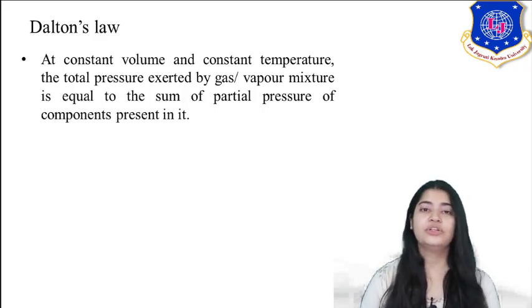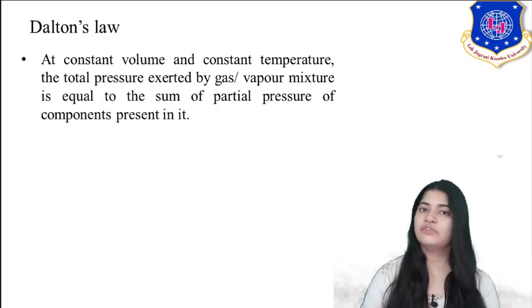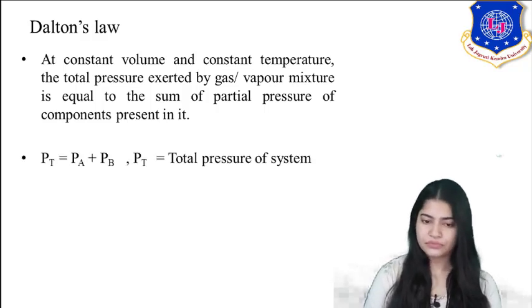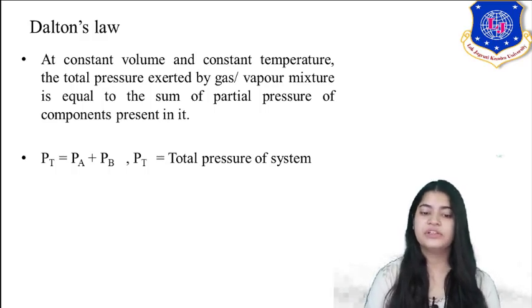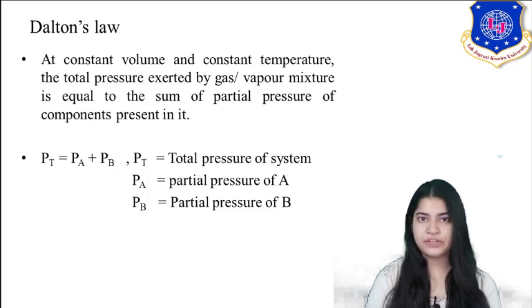So the total pressure which is exerted is equal to the sum of the partial pressures of the components present in it. We saw what partial pressure was in the last lecture. Hence I can say that my PT, that is total pressure, is equal to PA plus PB, where PA is the partial pressure of A and PB is the partial pressure of B.